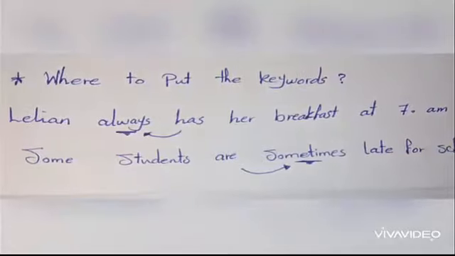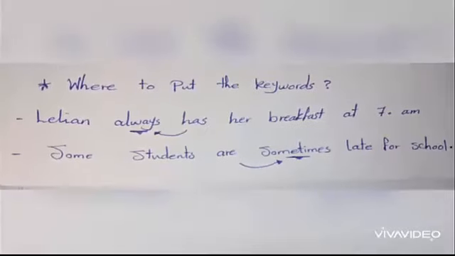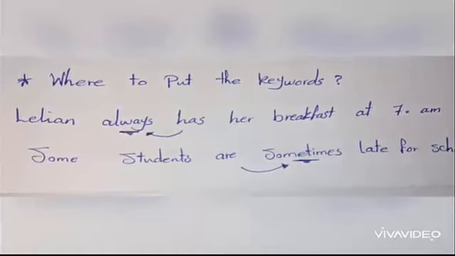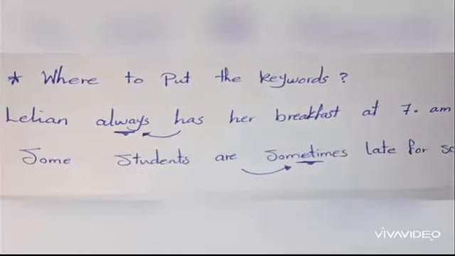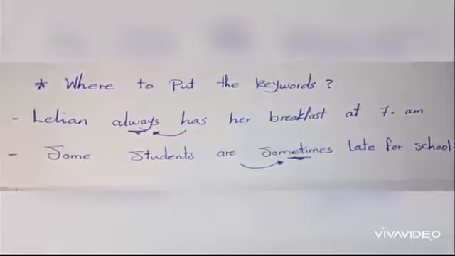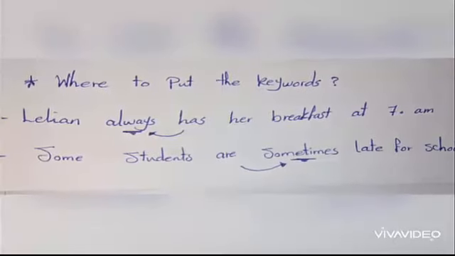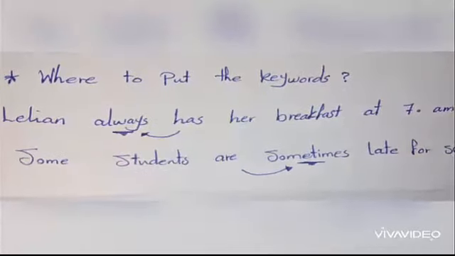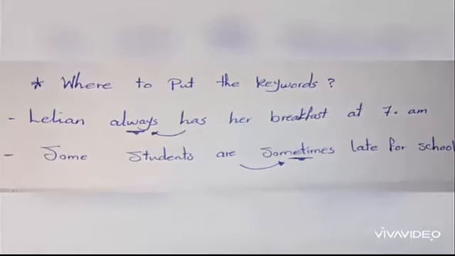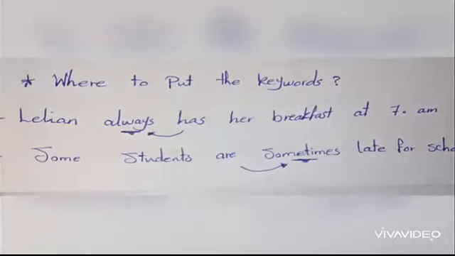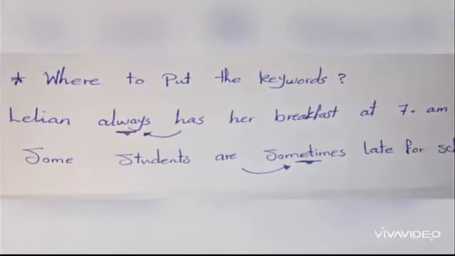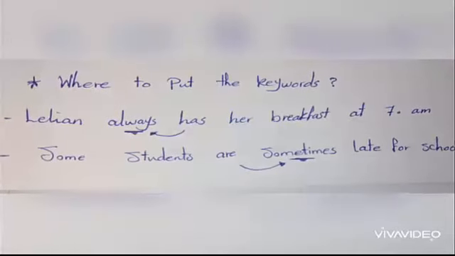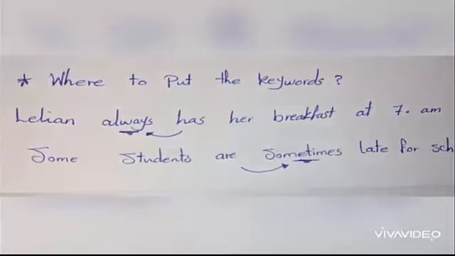Look at the second example. Some students are sometimes late for school. Sometimes here comes after are. This is because the keywords of simple present tense come after verb to be. Are sometimes late for school. So we didn't say some students sometimes are late for school. It's wrong. We said some students are sometimes late for school. So the keywords of the simple present tense come before the main verb and after verb to be.